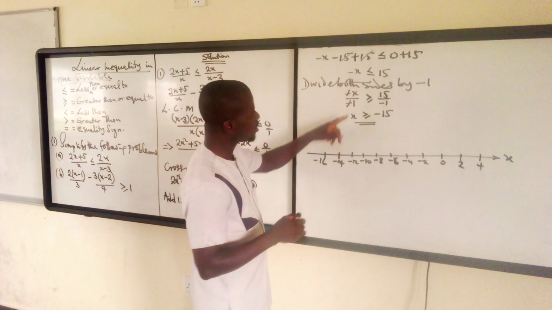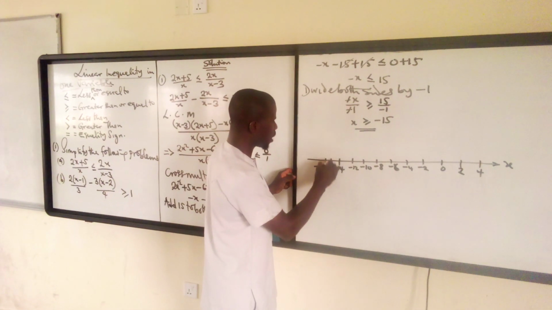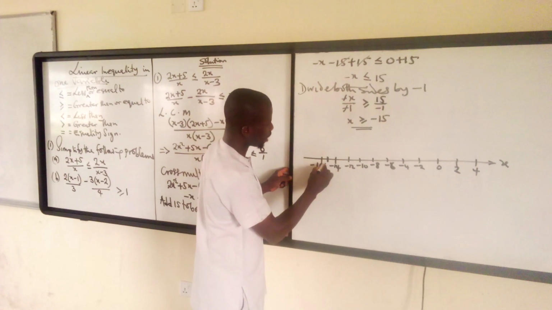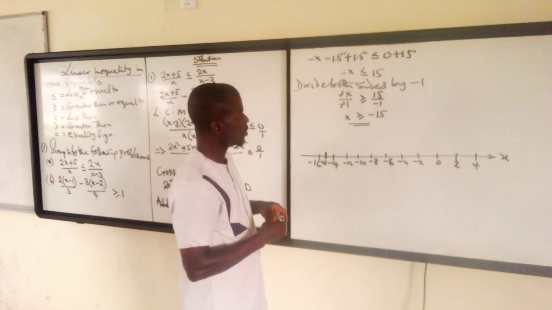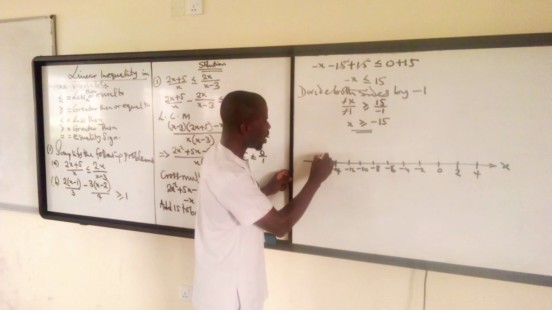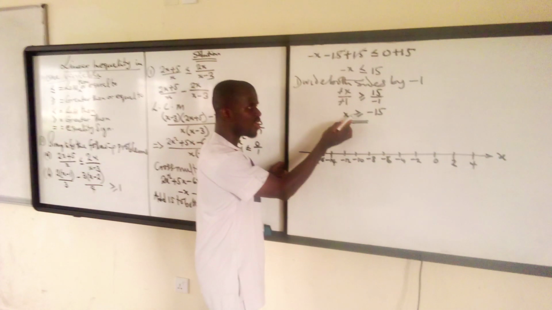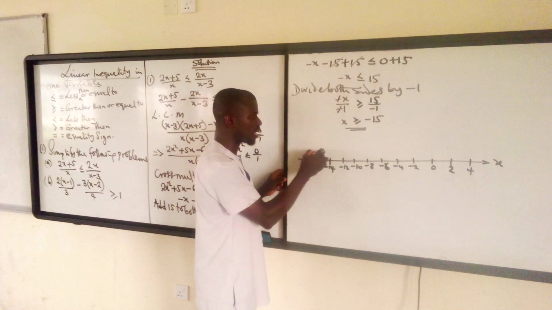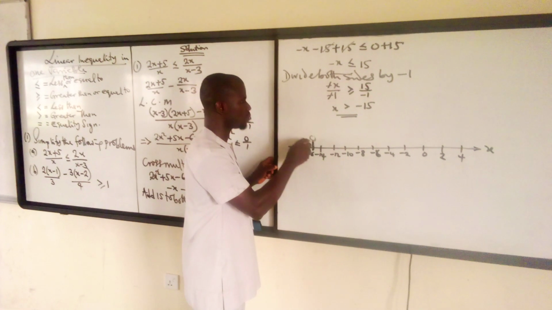Then, x is greater than or equal to minus 15. I can see that my minus 15 will be somewhere here. This will be my minus 15. Then, if x is greater than or equal to this, that implies I have to have my point this way. I will darken it because this is a greater-than-or-equal-to sign. If it is a greater-than-or-equal-to sign or a less-than-or-equal-to sign, you have to darken it. If it is a strict inequality, then you make it open this way. It will be something of this nature.